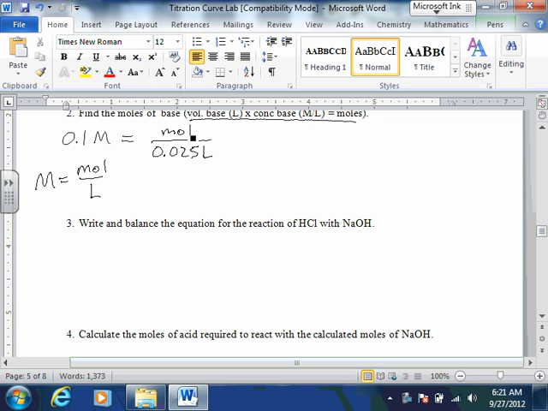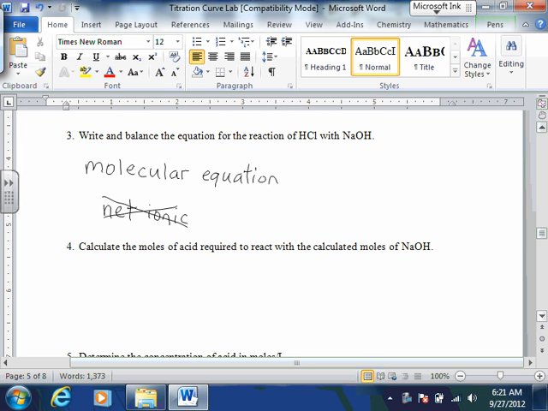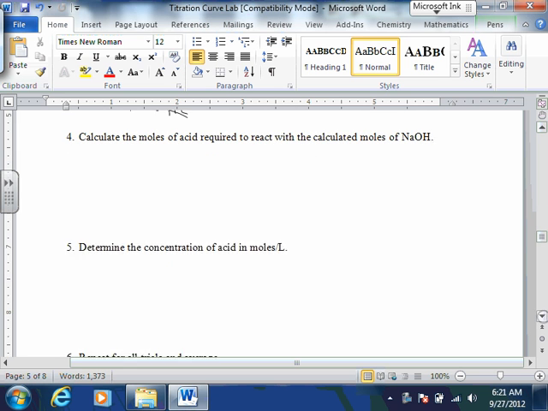Write and balance the equation for the reaction of HCl with NaOH. I think you guys can do that. Just go ahead and leave this as the molecular equation for now. We all know, I hope, the net ionic equation for this one: it's just H+ plus OH- gives you H2O. But we don't necessarily need to write it that way here. Actually, I think it'll work better for your calculations if you just use the molecular equation, okay? So just write it like a double replacement, and you can go from there. There's not a lot of balancing to do on this one.